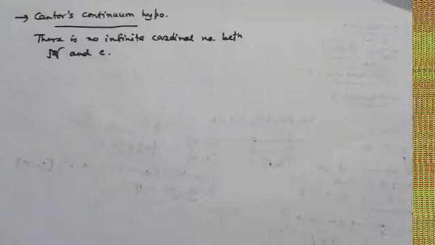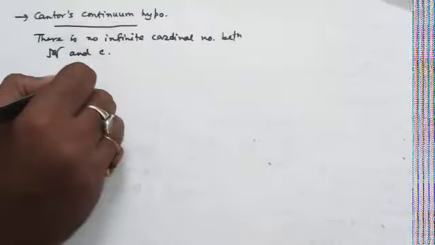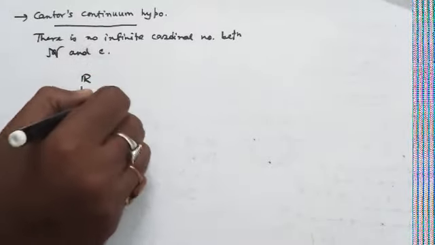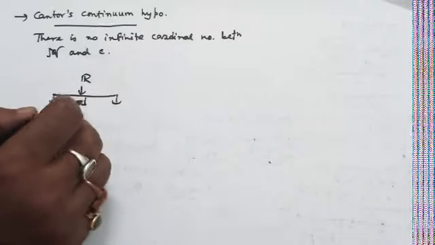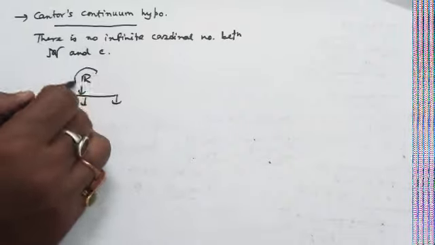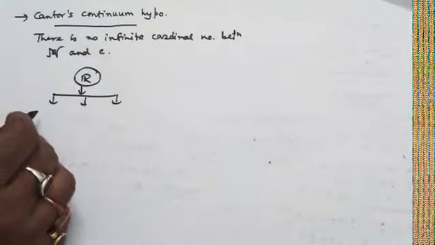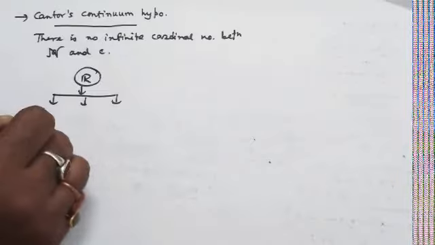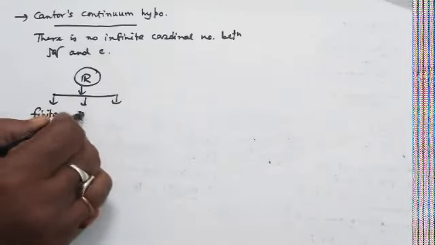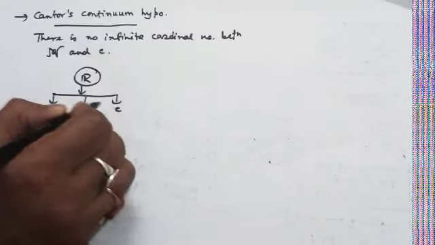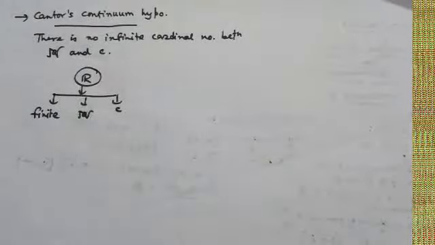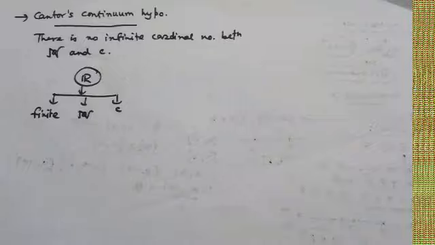Fine, now another diagram, just giving you for your understanding purpose. Suppose any subset of R has three possibilities from the cardinality's point of view: either it is finite, or it is aleph naught, or it is c. One of these three has to happen. That is the moral of the story.